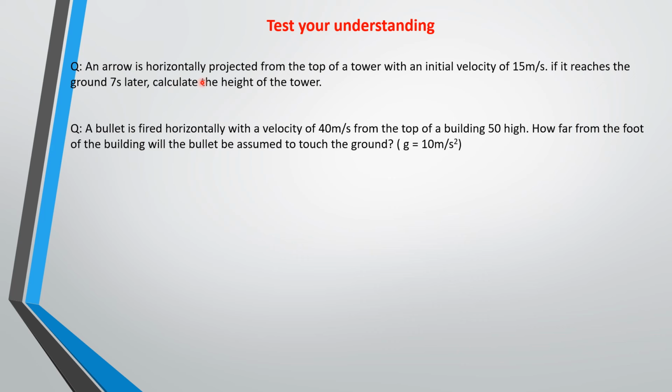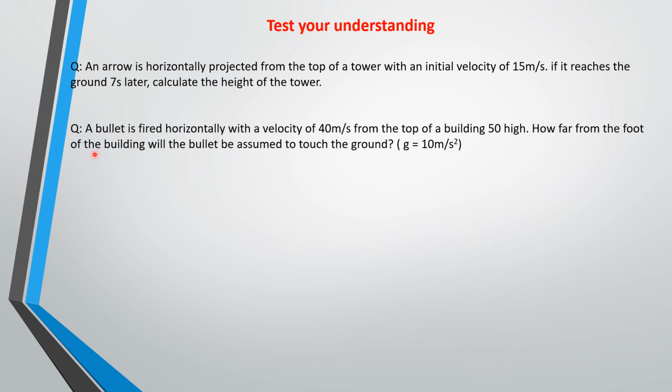An arrow is horizontally projected from the top of a tower with an initial velocity of 50 meters per second. If it reaches the ground 7 seconds later, calculate the height of the tower. Okay, so you already know the equation for finding the height. So use that equation. Don't forget that this velocity that you see here is the horizontal projection velocity, not the vertical velocity.